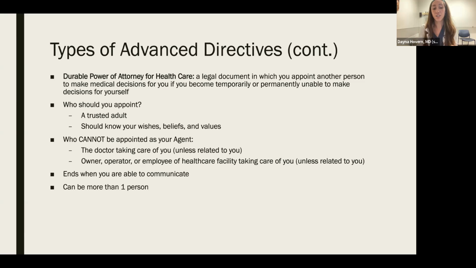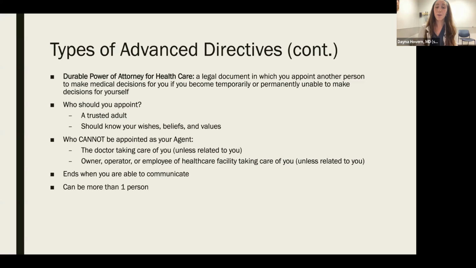The durable power of attorney ends when you're able to communicate. So in situations where, say, you get really, really sick and you're way too tired to communicate your wishes, this document becomes active. Your trusted person becomes your spokesperson to the medical team. But once you recover and you're able to participate in those types of discussions, the power goes back to you. Your healthcare power of attorney has done their job, but now you're better and you can make decisions for yourself. And it can be more than one person.